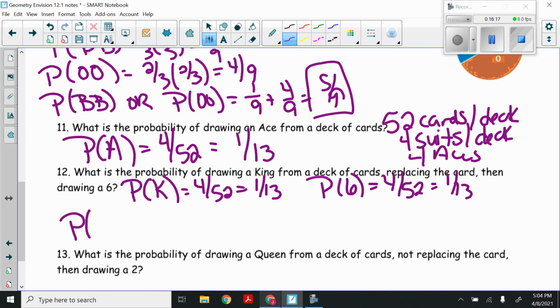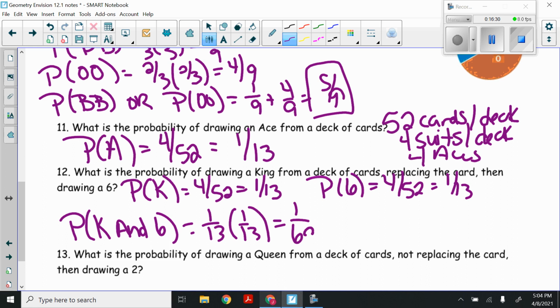So we want the probability of getting a king and a 6. So I multiply because it's an and. 1/13 times 1/13 gets me 1 over 169, which is 0.0059, or about 0.59%.